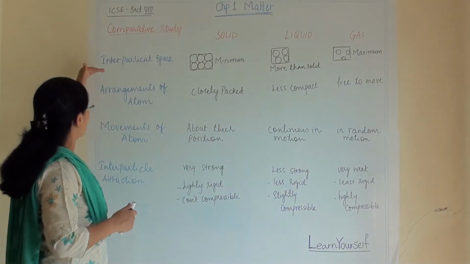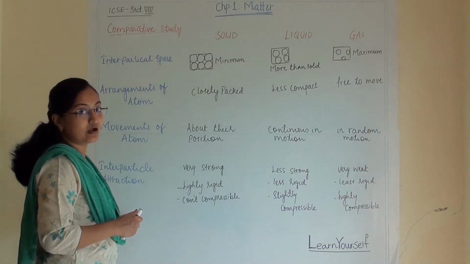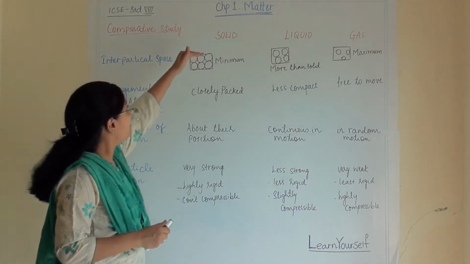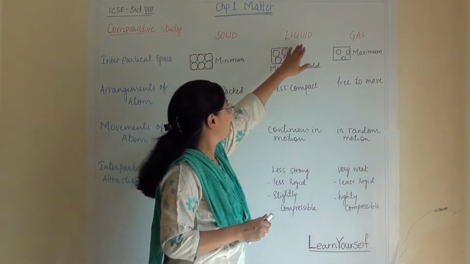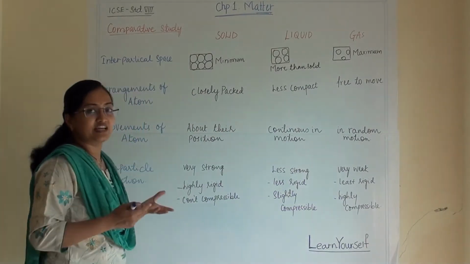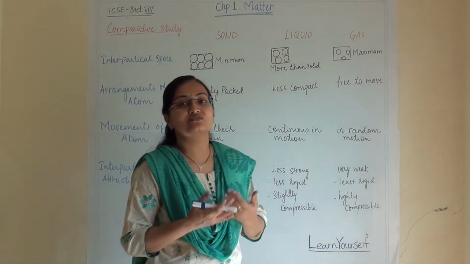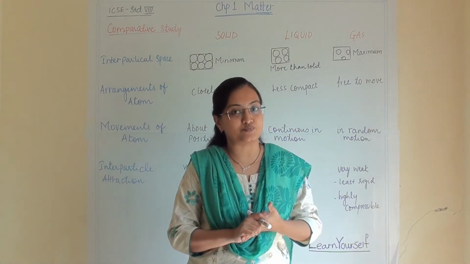So here I have made some points. Based on them, we will see their comparative study. And here we have our states. First is solid, then liquid and gas. We have basic information, and we have studied in class 7 about their molecular arrangement.